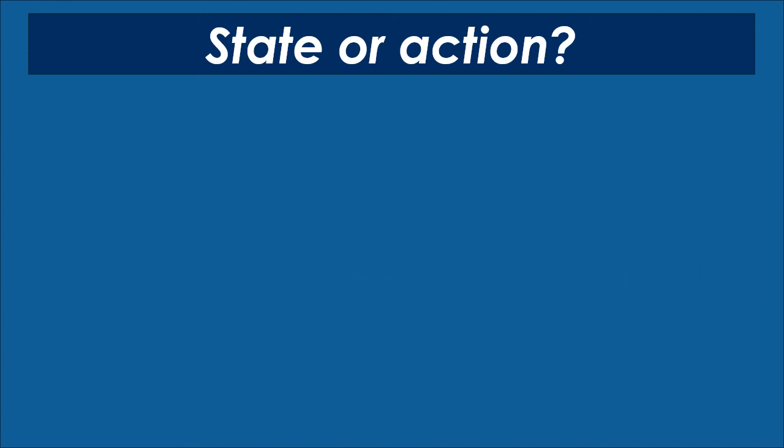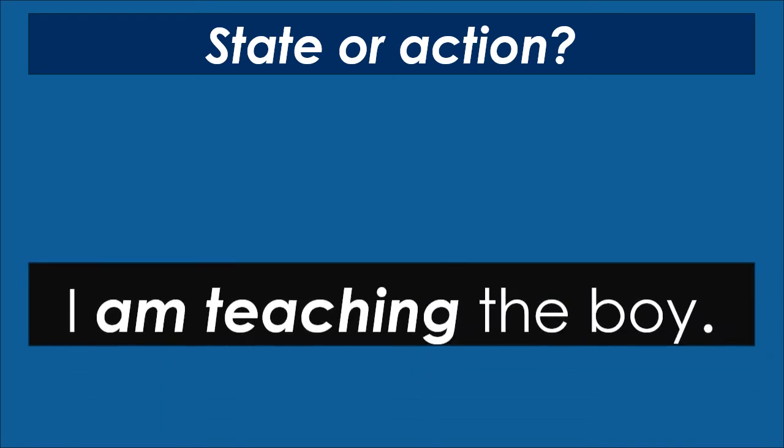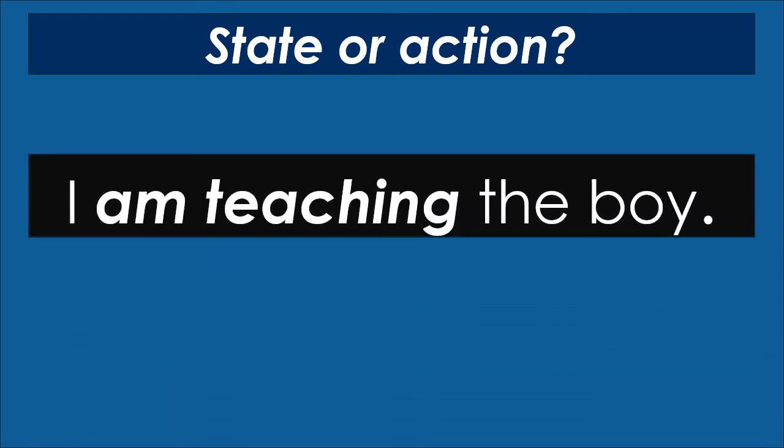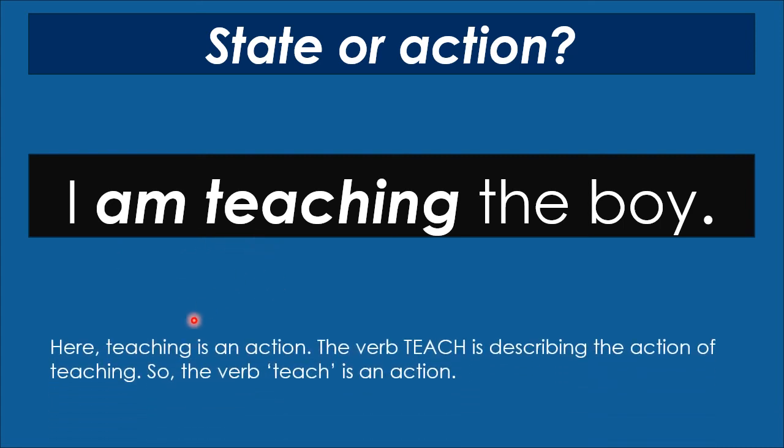Okay, one more example to clear the concept. I am teaching a boy. Here the verb is teach. Teaching is an action because when I teach, I move my body, my hands, my face, and everything, and they are involving in action. So the verb teach is describing the action of teaching, and the verb teach is an action verb.